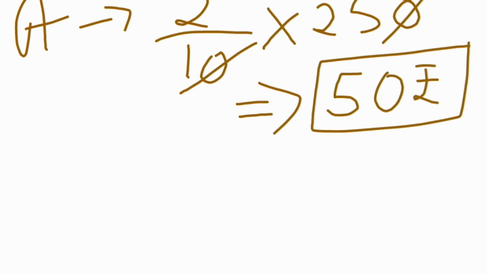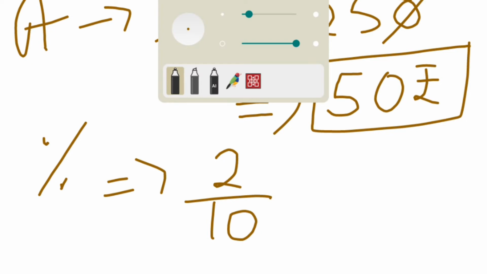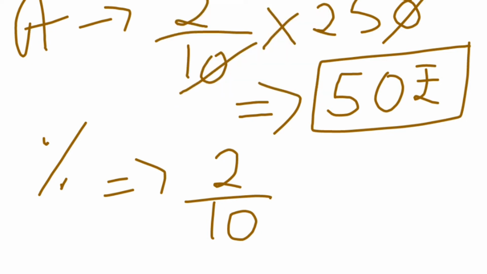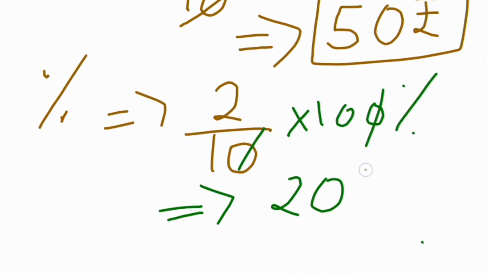Now let's calculate what percent of money A got. So what is the share of A? 2 upon total 10. But now we will not multiply with 250. Here you will multiply with 100 because you have to calculate its percentage value. So into 100%. 0 is cancelled by 0. 2 tens are 20. So the percentage of money received by A is 20%.